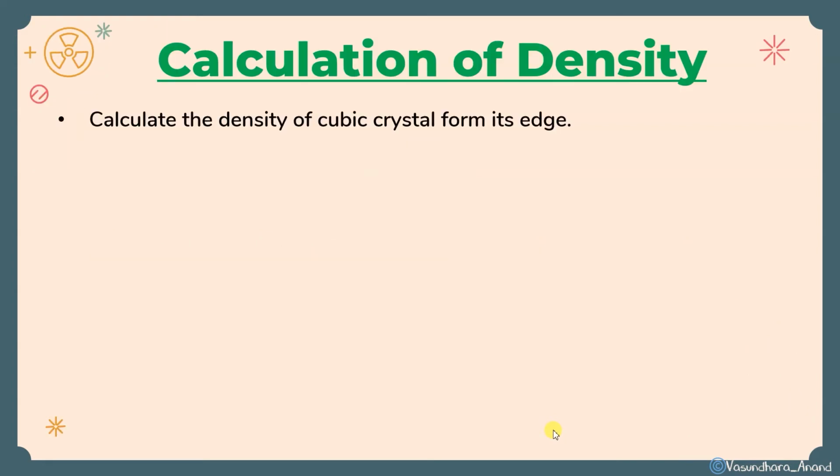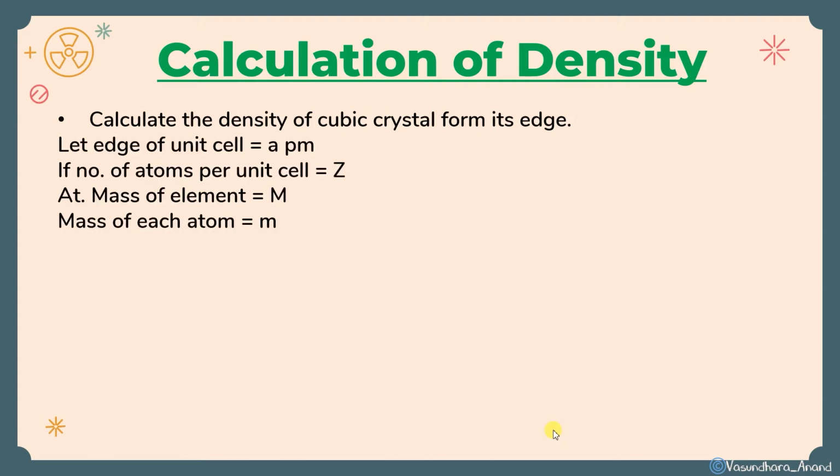This is the heading: calculate the density of a cubic crystal from its edge. If we know the edge length or the radius of the unit cell, then how will we be able to find the density with this? So let's suppose the edge of the unit cell is a picometer.